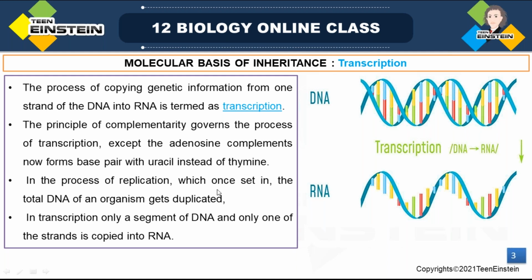Okay, so in the process of replication, the total DNA of an organism gets duplicated. So in the replication process, first replication is taking place. The whole DNA of that organism is getting duplicated, and there will be another copy of that DNA of the organism. Okay, so in transcription, only a segment of that duplicated DNA will be used. Only one strand of that DNA is getting copied to RNA.